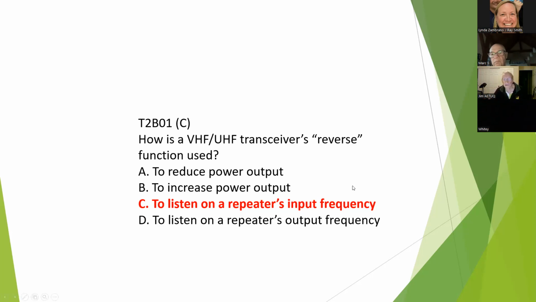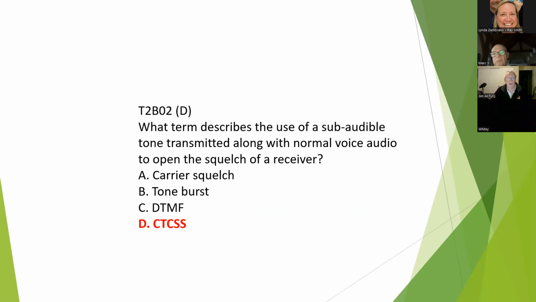And it's a frequency question, so you can eliminate power outputs. And D is what you're already doing if you're not in reverse. You're listening on the output frequency. So the correct answer is on the input frequency. We've already covered this. What term describes the use of a subaudible tone transmitted along with the normal voice audio to open the squelch of a receiver? Opening the squelch basically means the receiver comes to life. And that's CTCSS. I've already forgotten what the acronym stands for, but we saw it before.